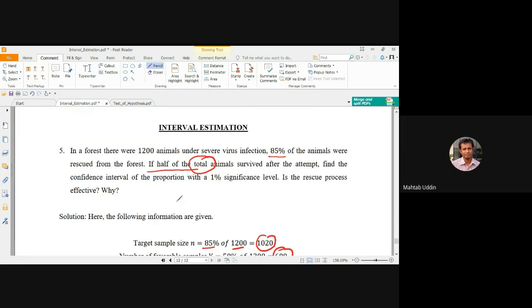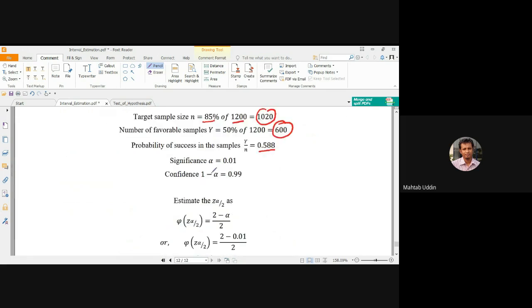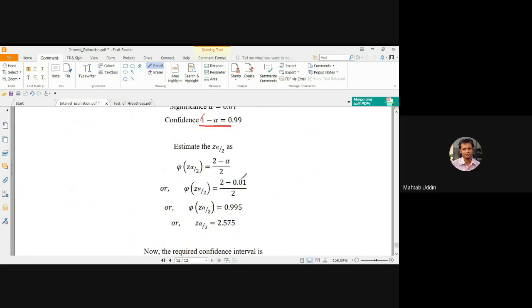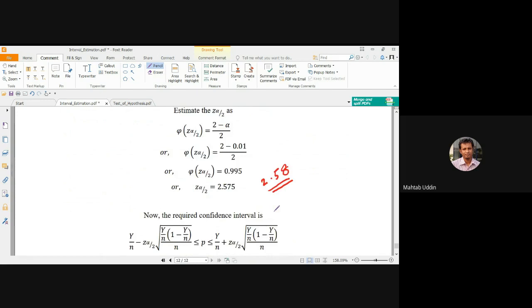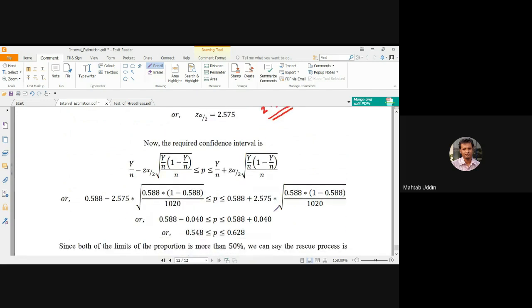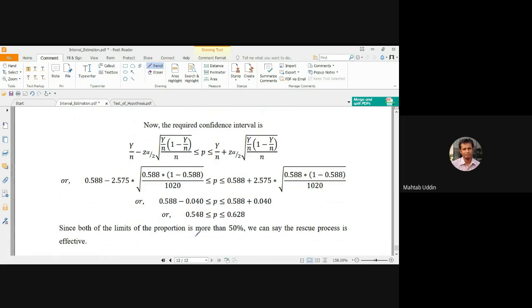You can see 1% significance. Risk is 1% only. Then the confidence is 99. Put here. We'll get... Actually, you can write 2.58 as well, because this is between 2.57 and 2.58. You can write 2.578 or 2.58, no problem. But don't write 2.57. Then set the confidence interval as usual. You can see both of the limits of the proportion are more than 50%. Then you can say the rescue process is effective, because there is no other restriction given.